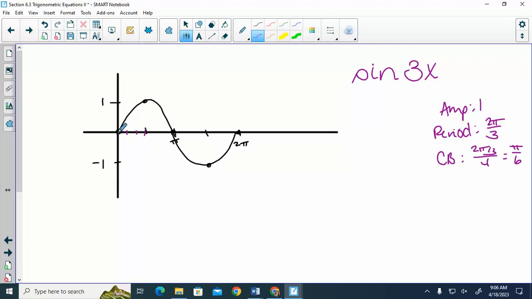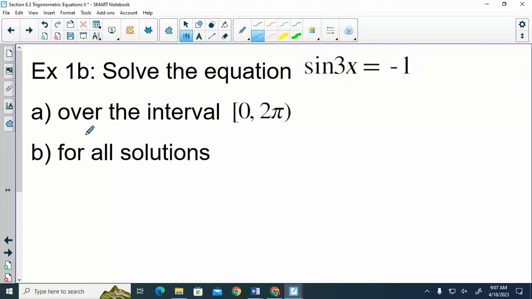So start at 0. Pi over 6 should be up. Pi over 3, back to 0. Pi over 2, you're at -1. So when I graph this, when I get to 2 pi over 3, that's my graph. When I go to solve this, we're going to come back to this graph in a second.